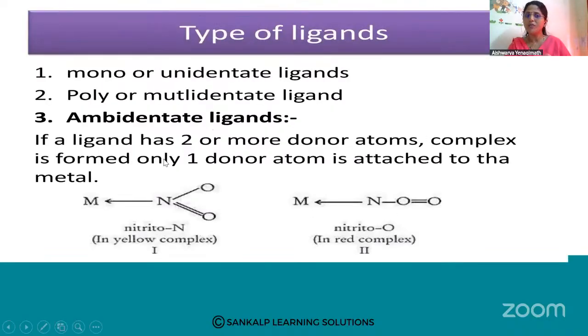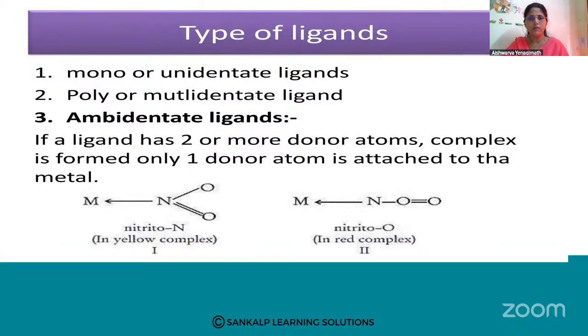Okay, we have seen types of ligands: monodentate ligands and polydentate ligands. Monodentate ligands are also called unidentate. Mono or uni stands for one. And polydentate, poly stands for many. Then we have a third type of ligand, which we call ambidentate ligands.